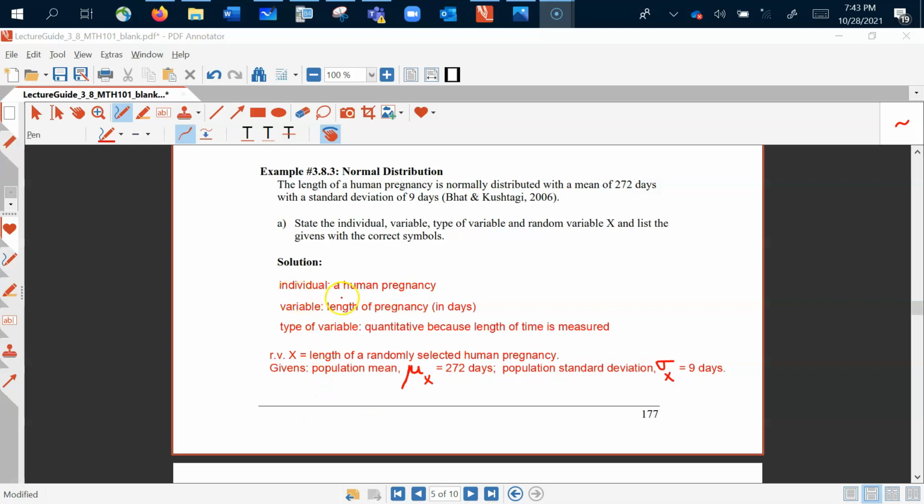All right, so there we have it. The individual is a human pregnancy. The variable is length of pregnancy in days. The type of variable is quantitative. Why? Because it's measured in length of days, and that's something that's measured. The random variable x is the length of a randomly selected human pregnancy. The givens in this particular problem are the population mean, mu sub x, 272 days, and the population standard deviation, sigma sub x, equals 9 days. All right, let's look for what else they want in this particular problem. That's the setup.